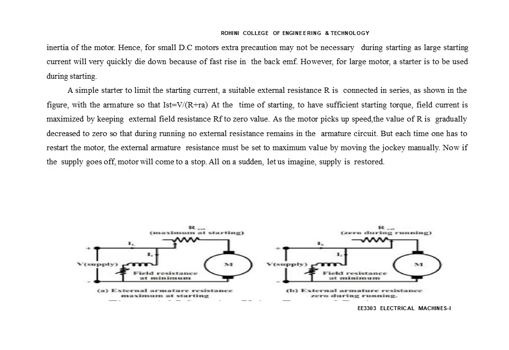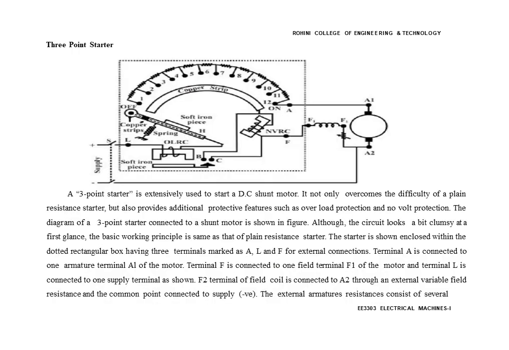So a simple starter is used to limit the starting current. A suitable external resistance R is connected in series with the armature, as shown in the figure, so that at the time of starting there is sufficient starting torque. The field current is maximum by keeping the external field resistance RF at 0 value. As the motor picks up speed, the value of R is gradually decreased to 0, so that during running no external resistance remains in the armature circuit. But each time one has to restart the motor, the external armature resistance must be at maximum value by moving the jockey manually.